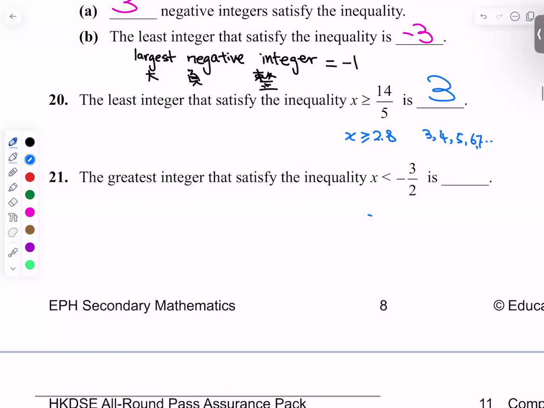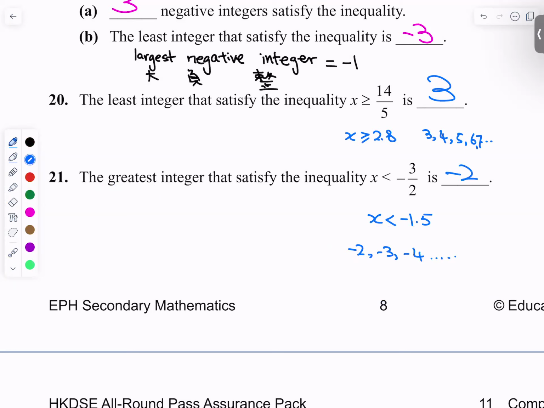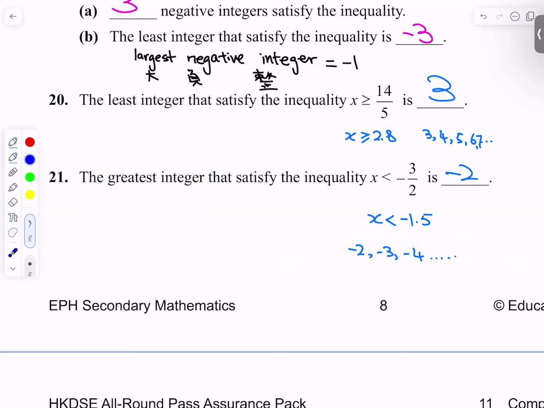Same for the bottom one. You need to be less than 1.5. So can I have -1? Can I have that? So I can have -2, -3, -4, so many of them. And between all of them, which one is the greatest number? First one, -2. Can I have the smallest integer in this? No, because it's unlimited. We don't know until when. Even for here, they won't ask you for the greatest because it's unlimited.